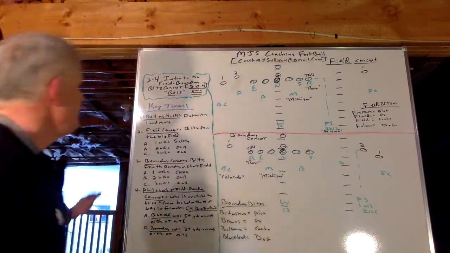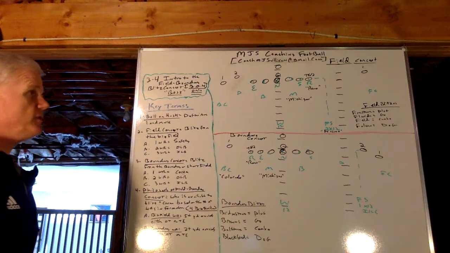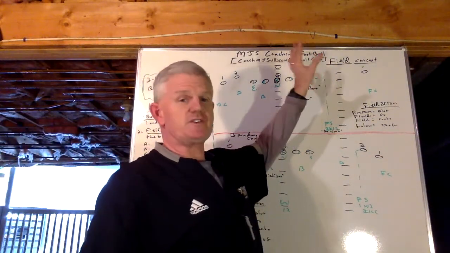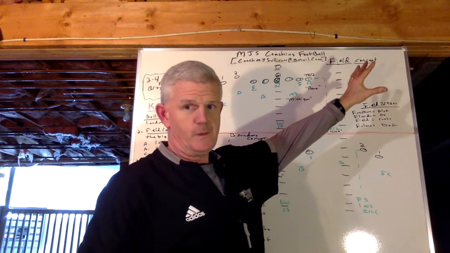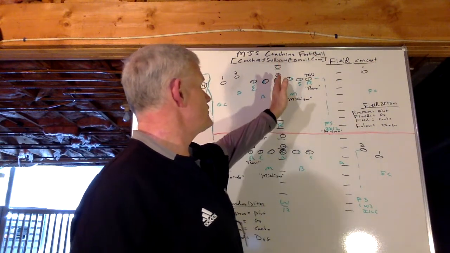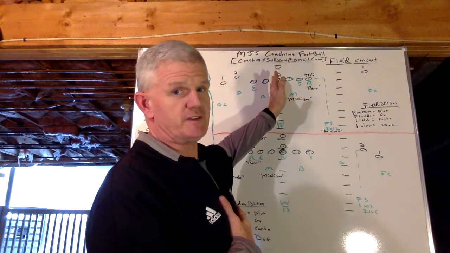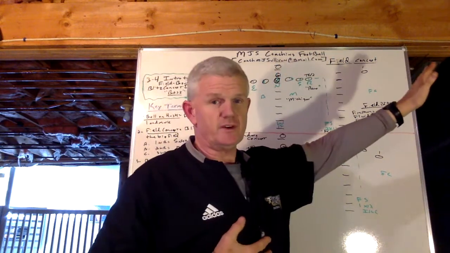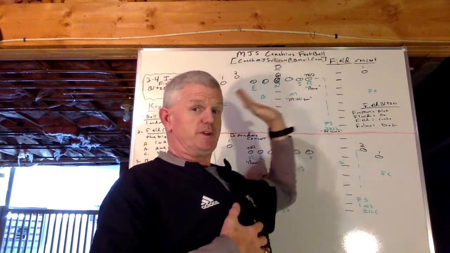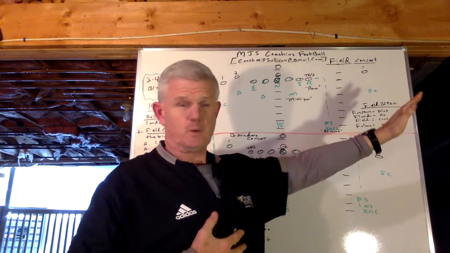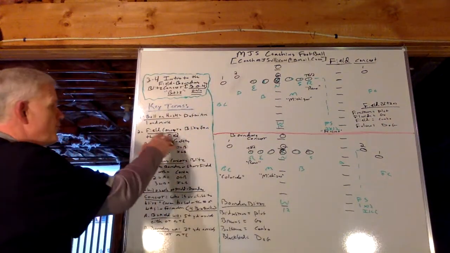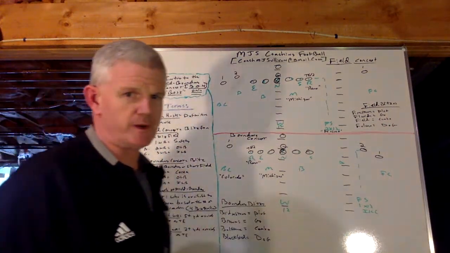The field concept means the blitz is coming from the big field. In this case, the ball's on the left hash. When you're on defense, that's how you look at it. The big field is to the right, so that means the blitz is coming from the right. Okay?